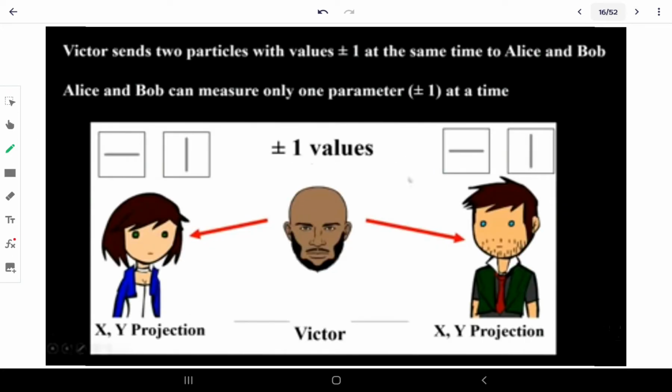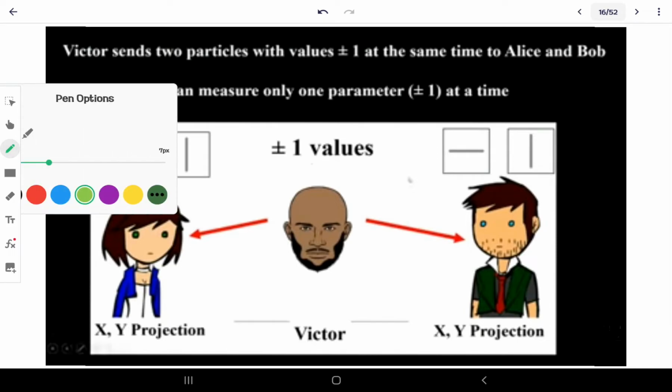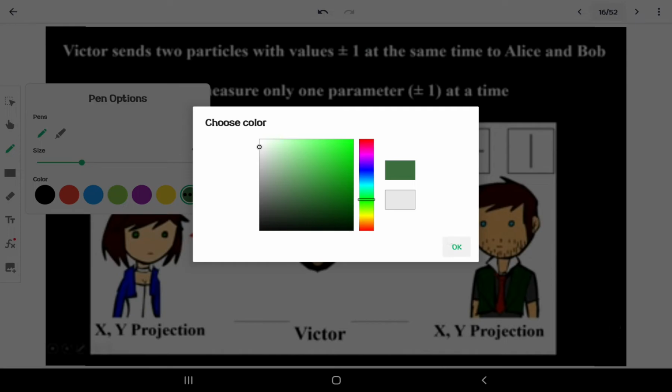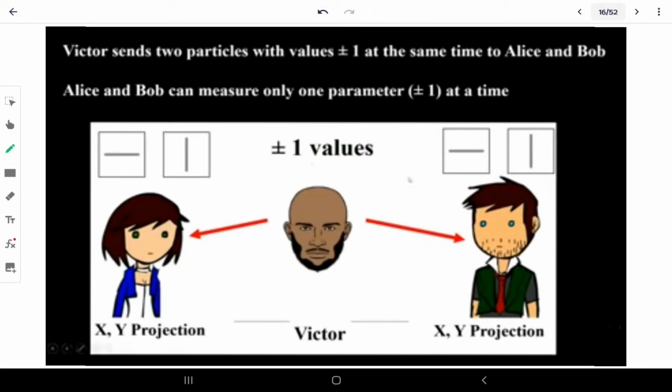Over here, this is what Bell's inequality is. As I told in the last segment, Victor sends over here. Let me change the color to white so that it's visible. So Victor sends two particles. To simplify, qubits are actually a complicated version of the quantum ones and zeros within quantum computing.